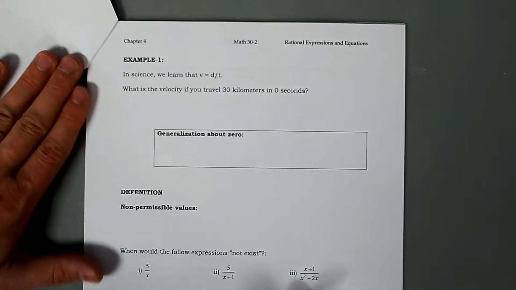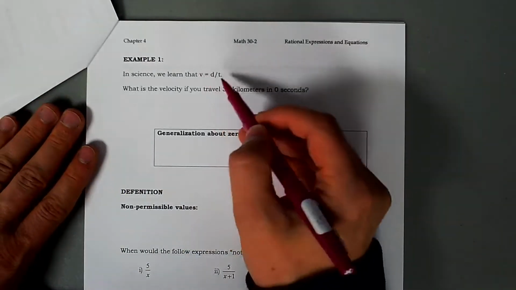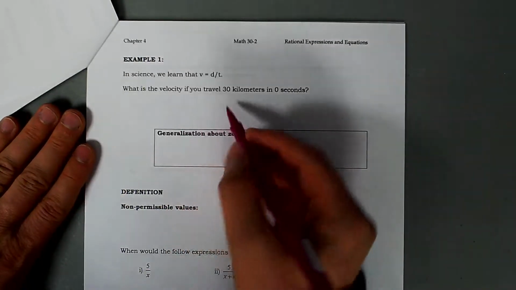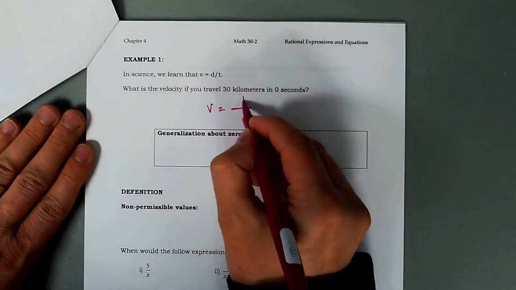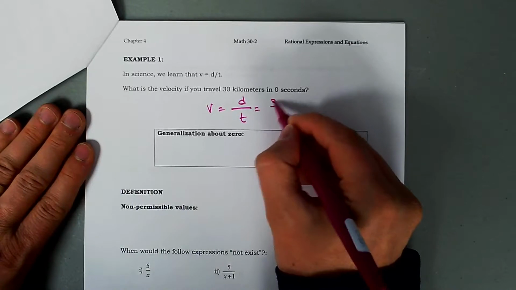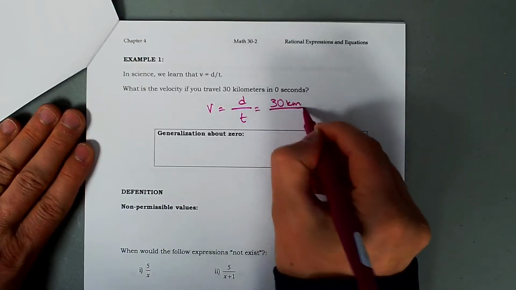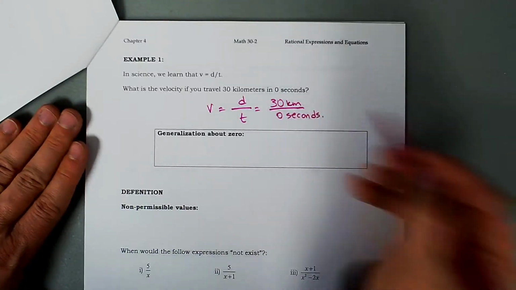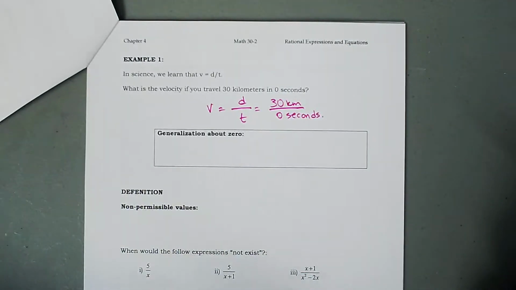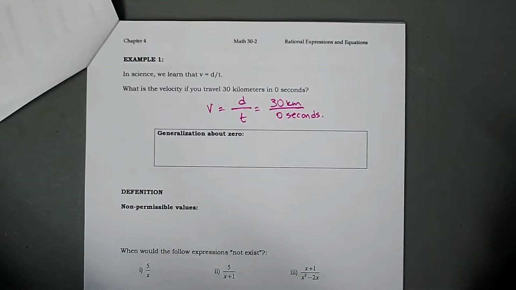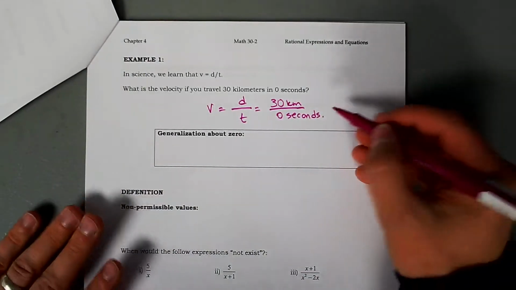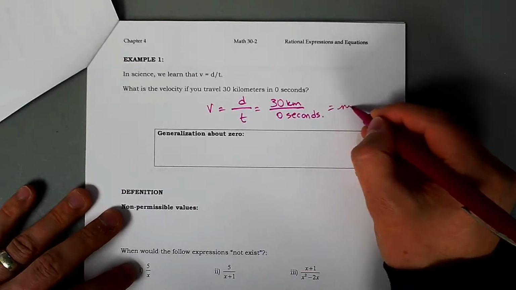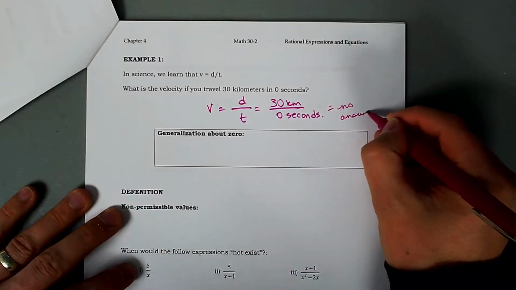Now, in science, we often learn that velocity is distance over time. What is the velocity if you travel 30 kilometers in 0 seconds? How fast were you traveling if you traveled 30 kilometers in 0 seconds? Well, if you think about it logically, that doesn't really make a lot of sense. How can you travel 30 kilometers in no time? There really is no answer to this kind of logic.